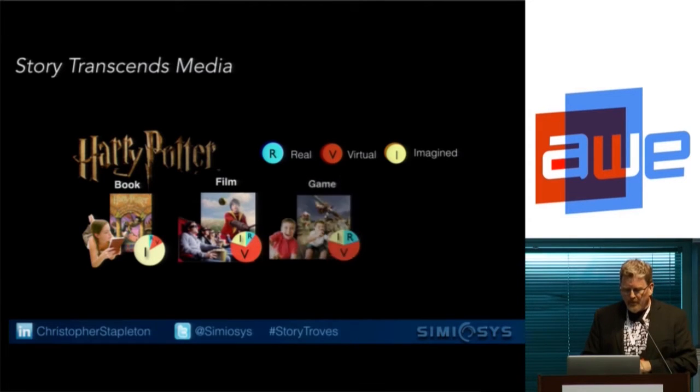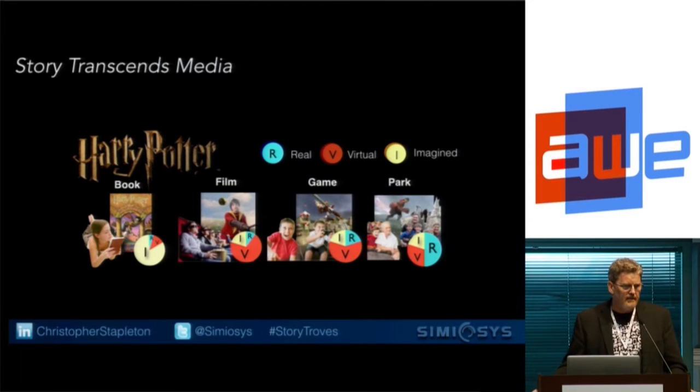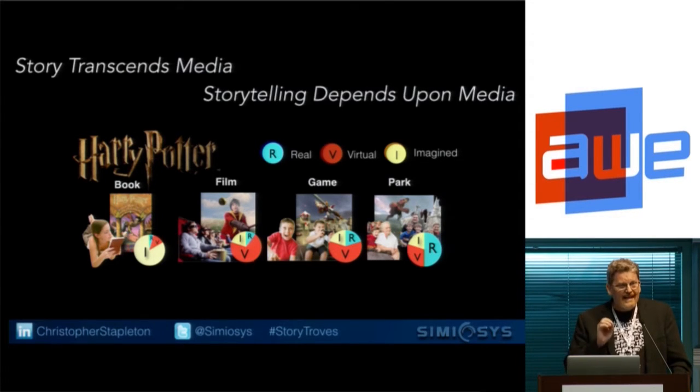So really, story transcends media. And what we have here is an opportunity to start to look at story again. Because each medium, like Harry Potter, you see it in the book, you see it in the film, you see it in the game, in the theme park, they're all wonderfully done. It's all the same story, but each one is told differently. They have a different artistic convention. It's because story transcends media, but storytelling is dependent upon the media.